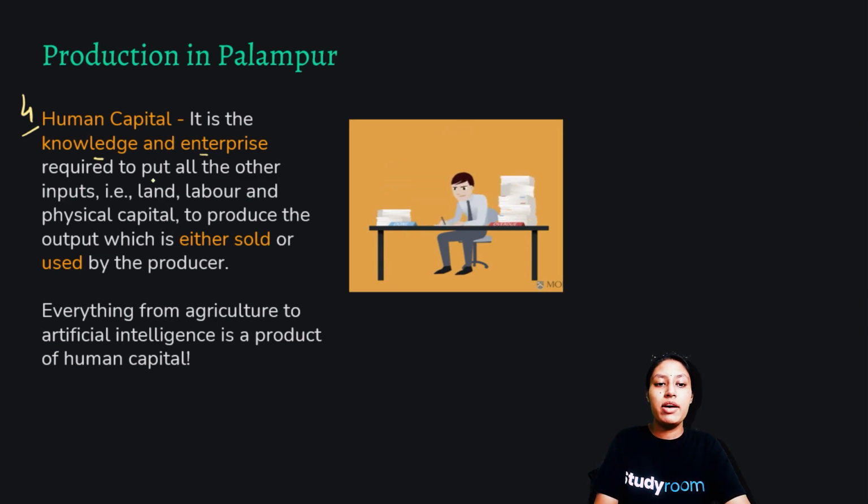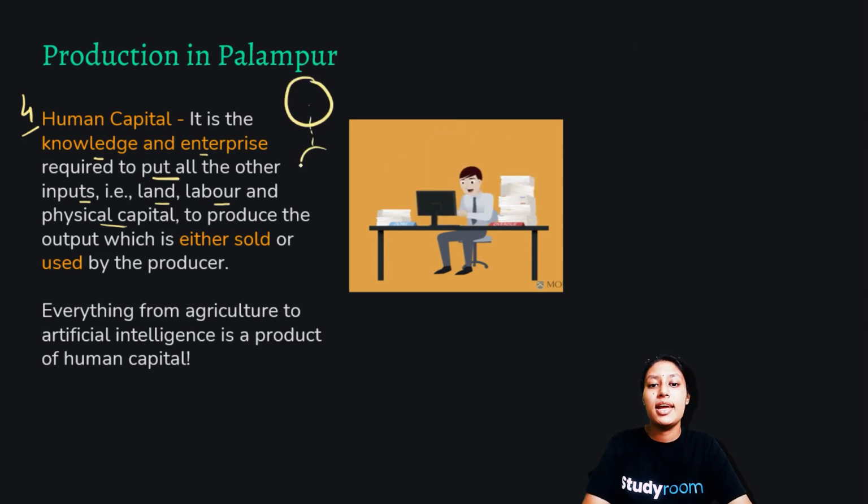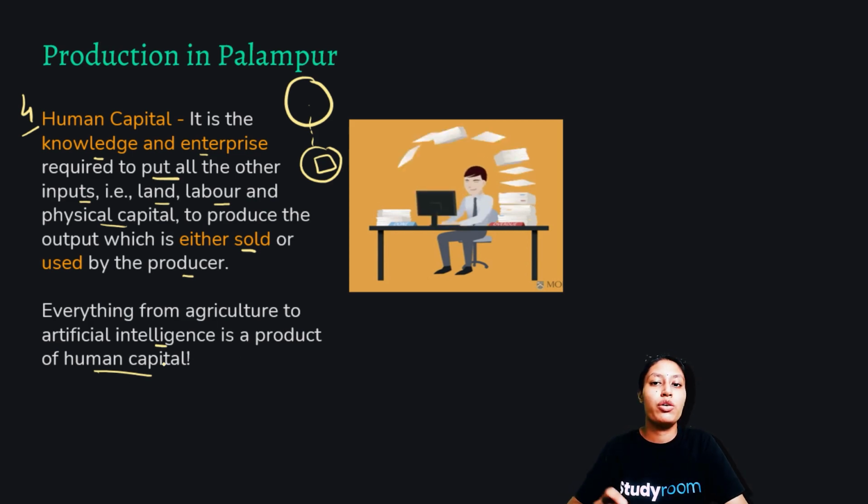So put together everything, all the inputs: land, labor, physical capital too, and put all the inputs together so that there can be an output. There can be a product or any kind of output, either sold or used by the producer. Everything from agriculture to intelligence is a product of human capital. There is no such thing which is not a product of human capital.